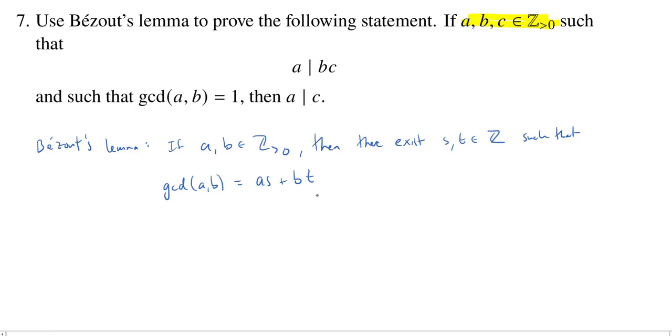So there's actually a lot more, as I said, that goes into Bézout's lemma, but for this problem, this is all we're going to need. And we can see here in the statement down below, there is something about the GCD. So that seems like it could be helpful. So let's read the problem.